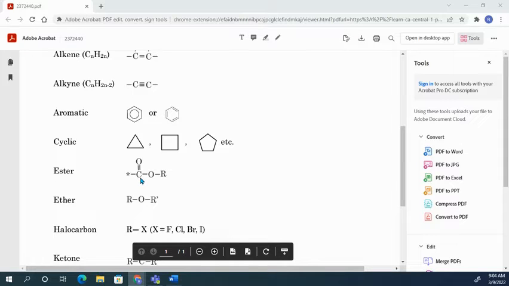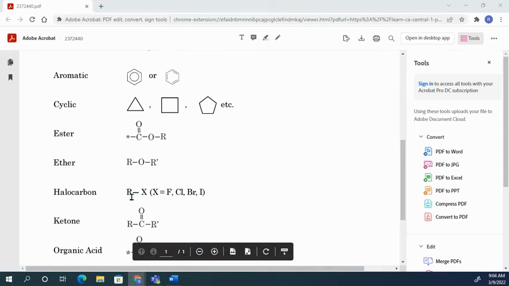Esters, they have C double bond O, O, and then R group. That means there's a carbon group on the right side. On the left side, there is hydrogen or carbon. Ether is R, O, R. So carbon group on both sides, and there's O in the middle. Halocarbon is R, X. So R represents the carbon group, and X could be any halogens, fluorine, chlorine, bromine.